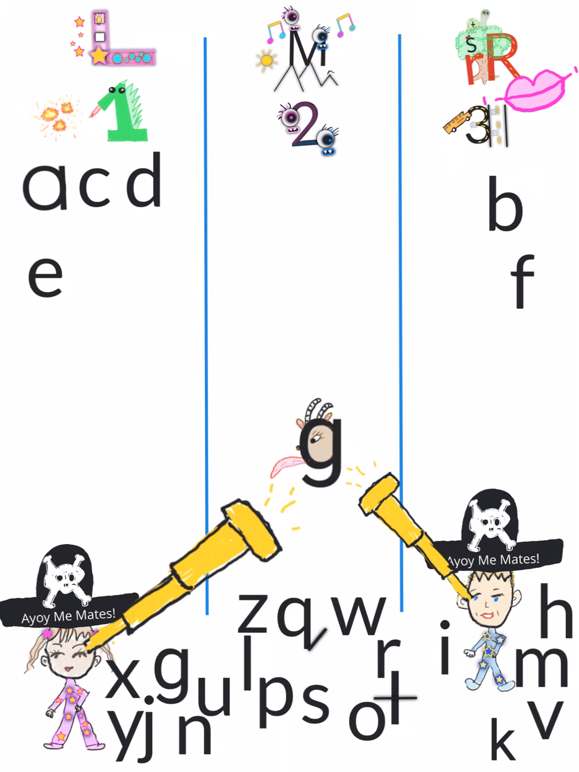So can you spy him down there? There he is. There's our goat. So the goat has a tongue, and there's his jolly smile. Okay, now you know what he looks like. There he is. G, g, g.